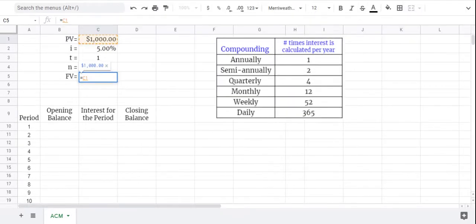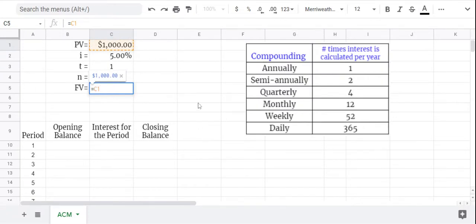I'm going to make the screen a bit bigger if I can. Notice how it says C1. So that is the present value. And we know we multiply that. So the multiplication sign will be the asterisk, the shift 8. And you notice there it is, C1 multiply.